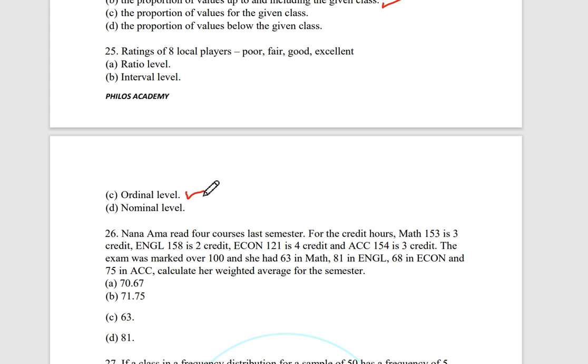Okay, it deals with ranking. Okay, we all know that excellent is ahead of good, and good is better than fair, and fair too is better than poor, isn't it? So that's ordinal level of measurement. So let's proceed to question 26.